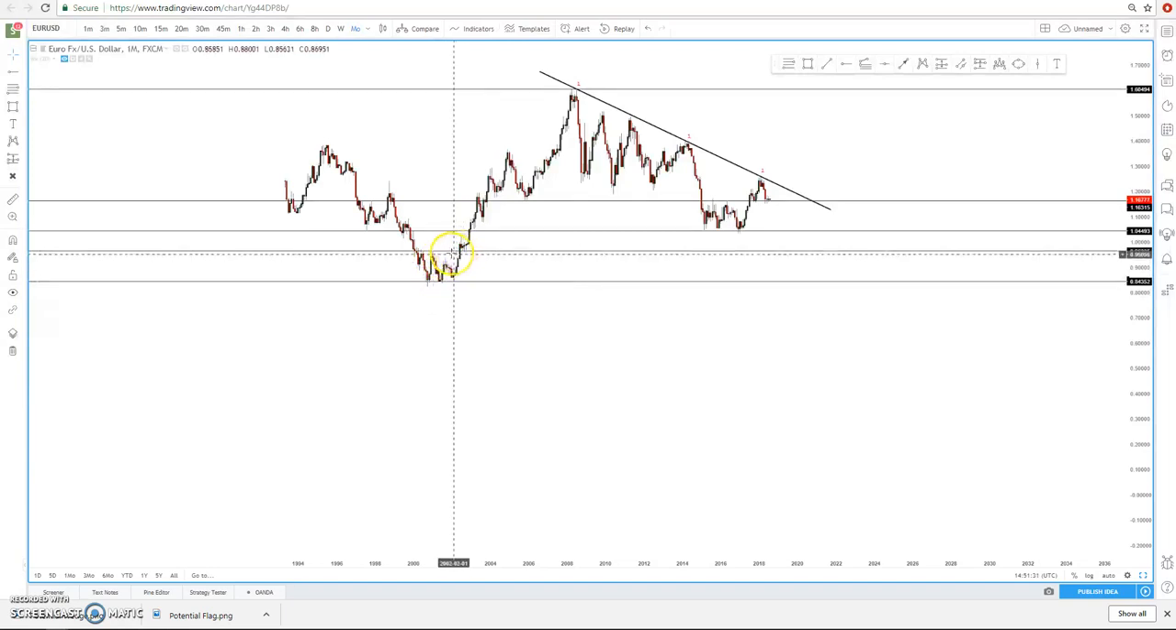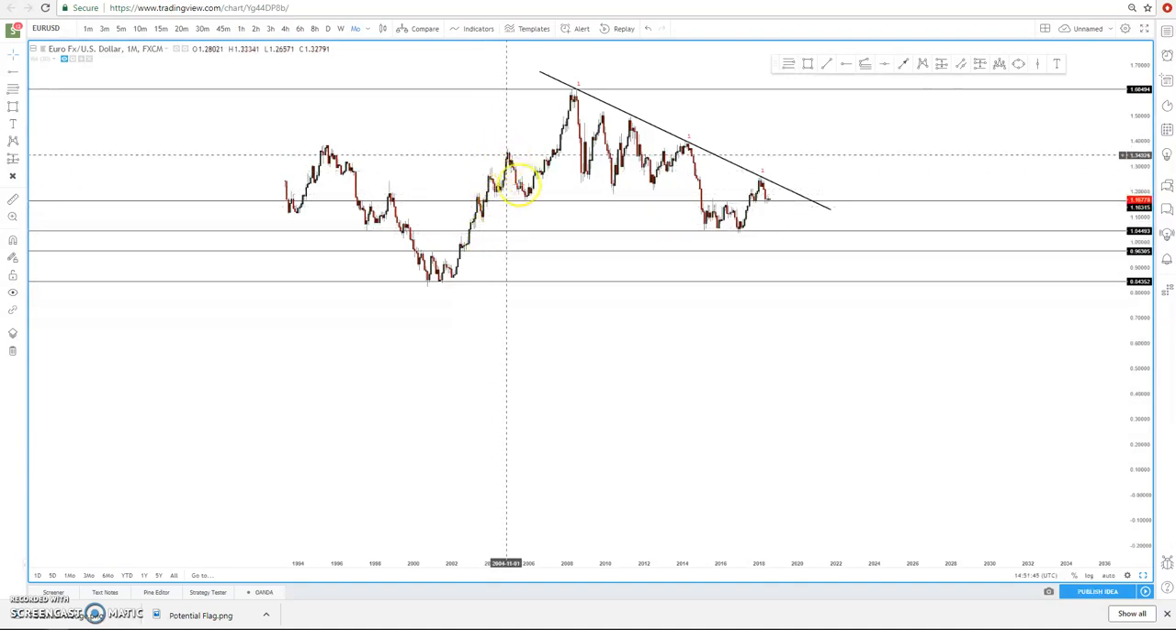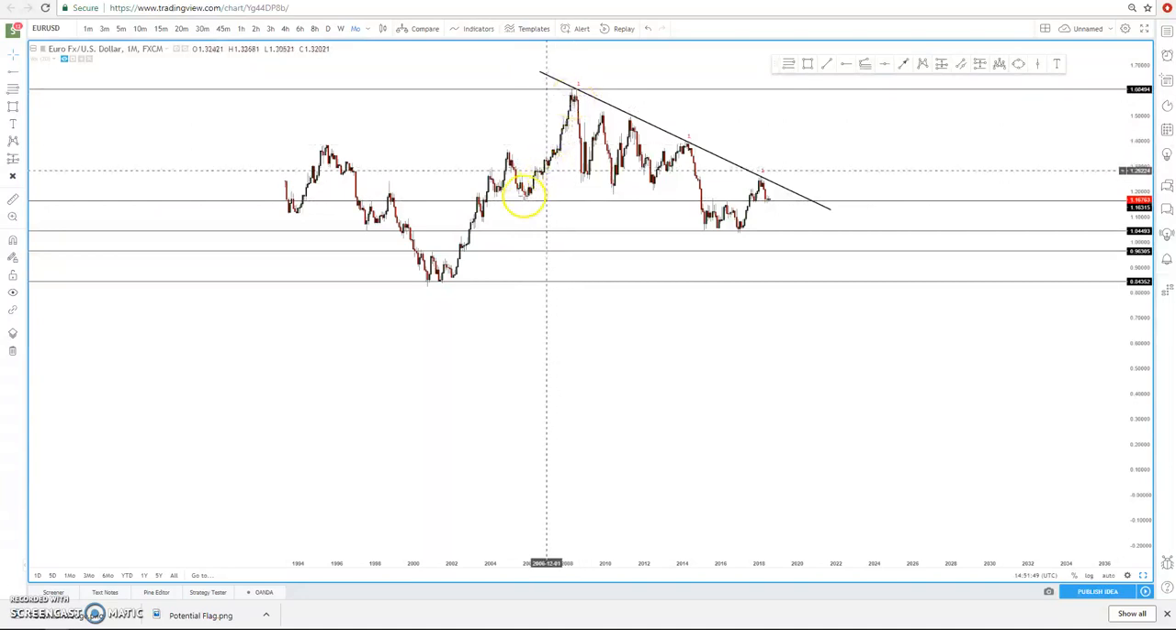Since 2001 we bottomed and headed to the upside. This is a monthly chart. This is high, low, high, low, high. We broke this previous high, low, but that's obviously the new high, low, and we made a high. Ever since then, we declined.